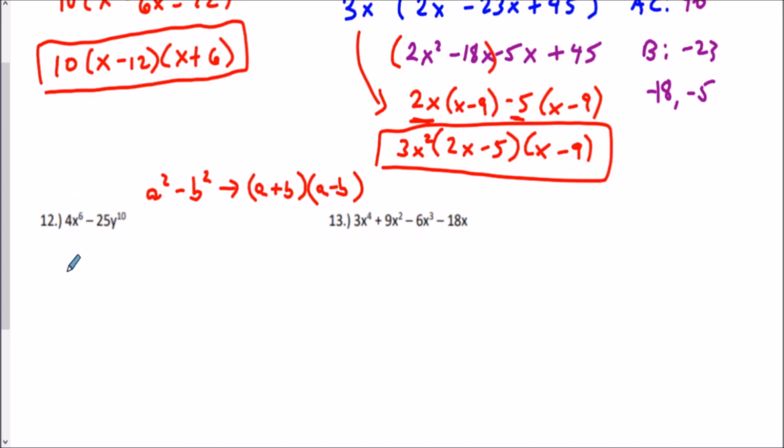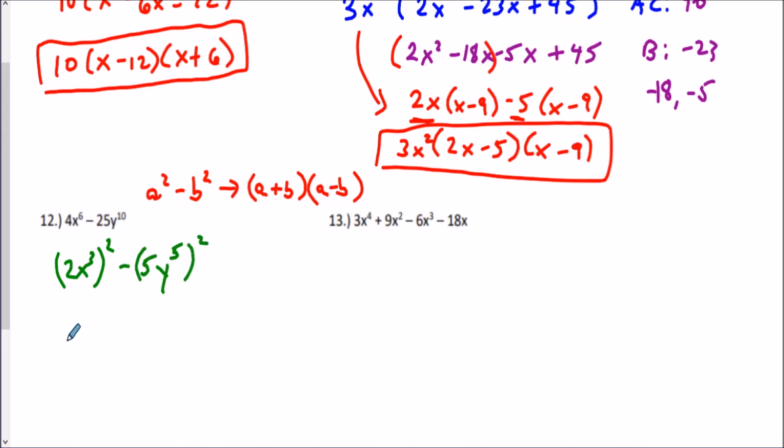Very fortunately, 4 is a perfect square. Okay? X to the 6th is a perfect square, right? Because I can say x to the 3rd times x to the 3rd makes x to the 6th, okay? So if you notice, whenever there's an even exponent, I can write that as a perfect square just by dividing it by 2, okay? So I'm going to do the same thing with the 25. I'm going to say 5y to the 5th, right, half of 10, okay, squared, okay?